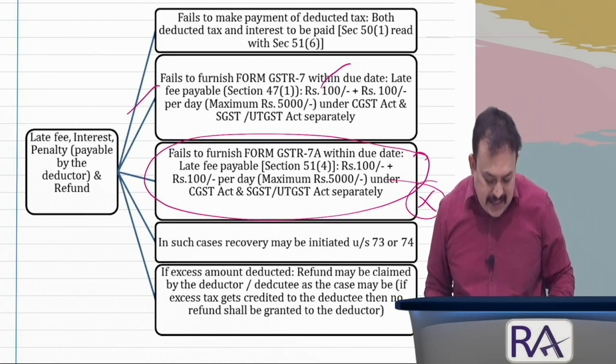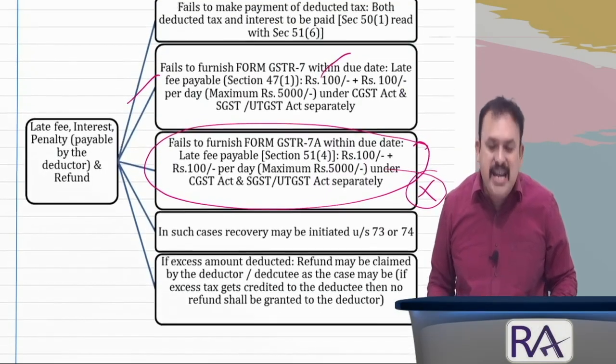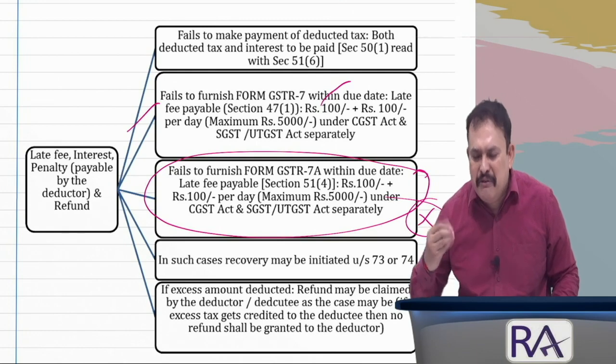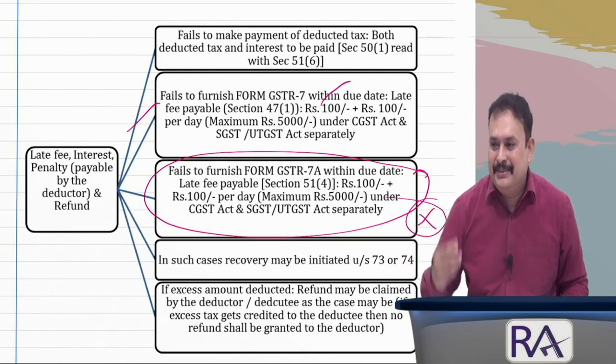With this, I can say that the TDS explanation by way of a quick revision is concluded. Is it clear, sir?